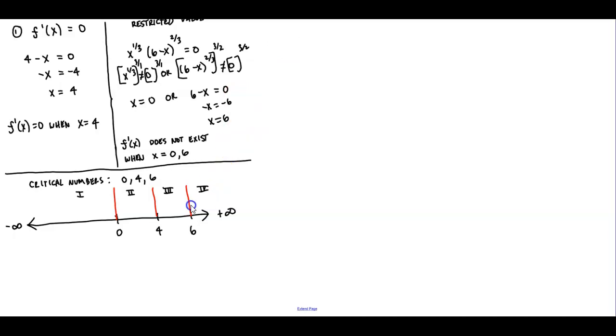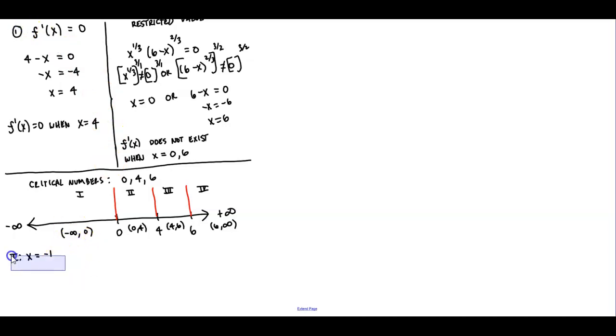So what do we know? Well, we have this interval that goes from negative infinity to 0. The second interval goes from 0 to 4. The third interval goes from 4 to 6. And the last interval goes from 6 to infinity. So what we want to do is check what happens when x is less than 0. For region 1, if we pick x to equal, let's say, negative 1, let's go ahead and plug that in.